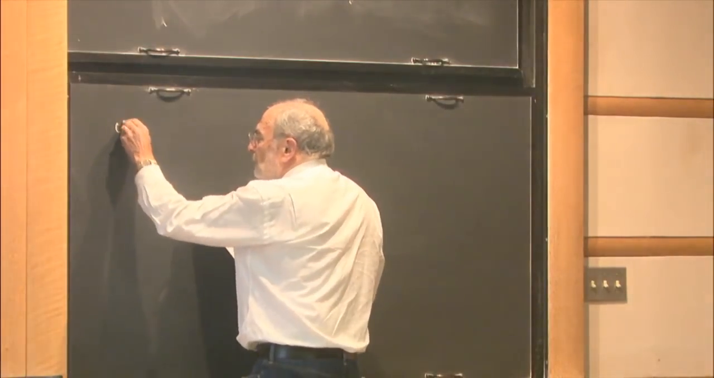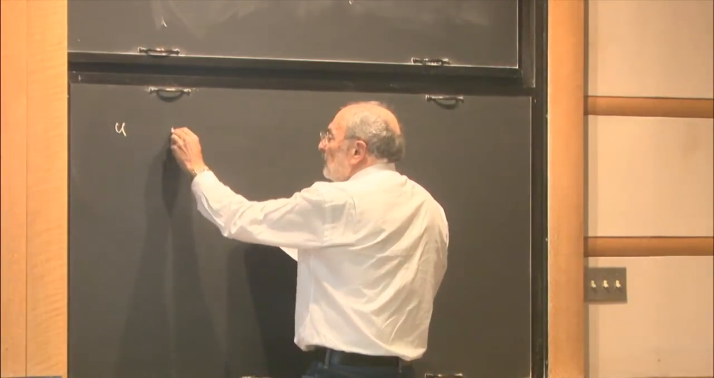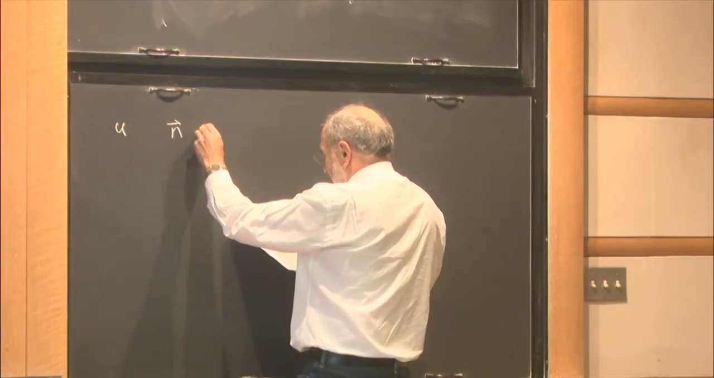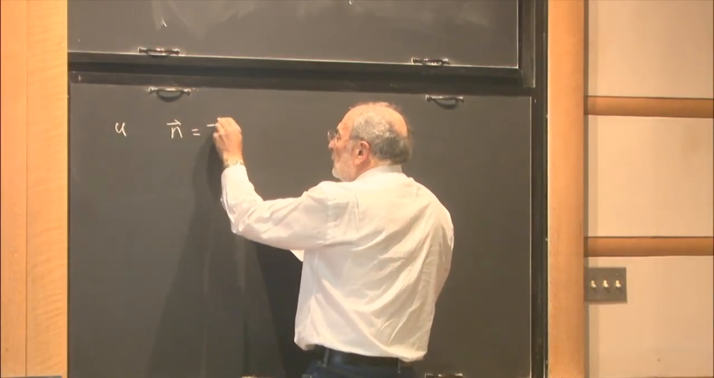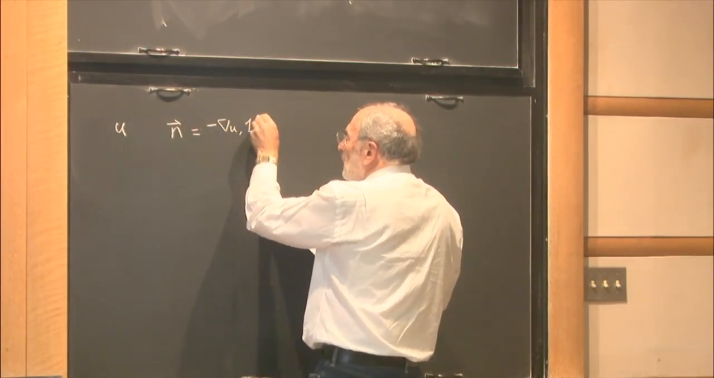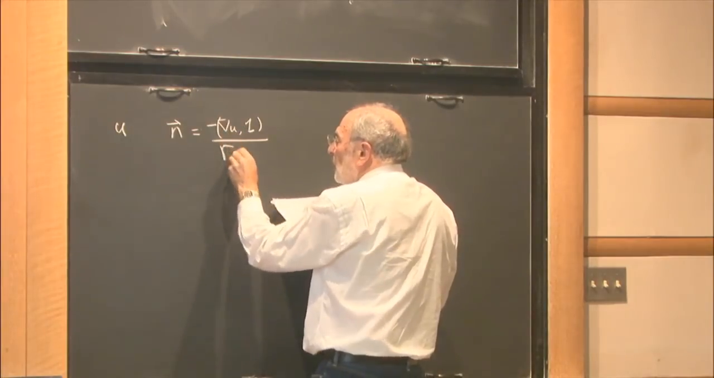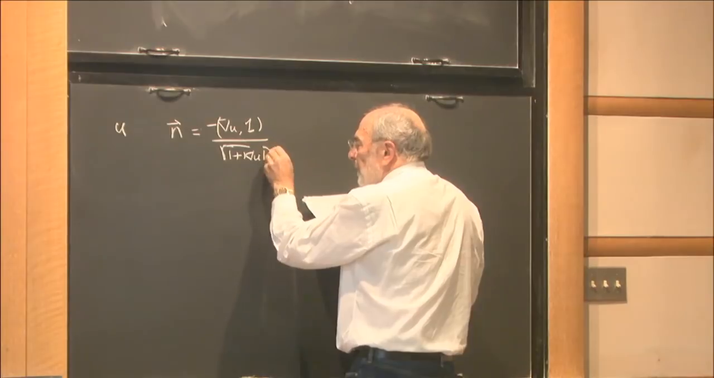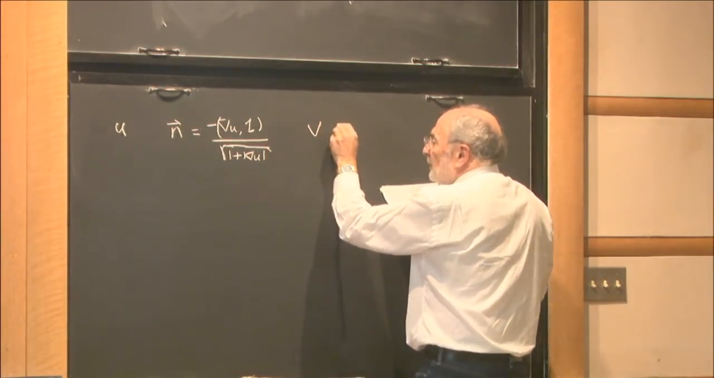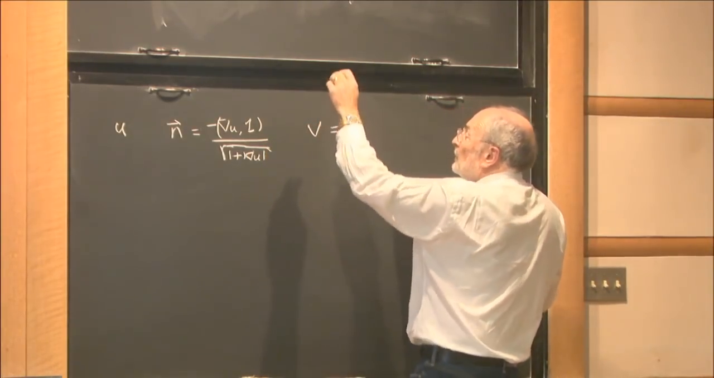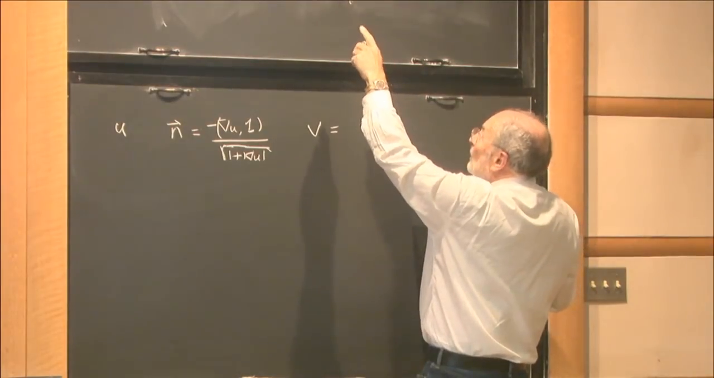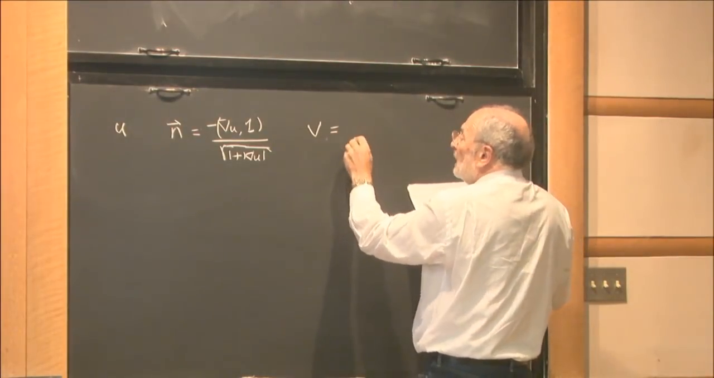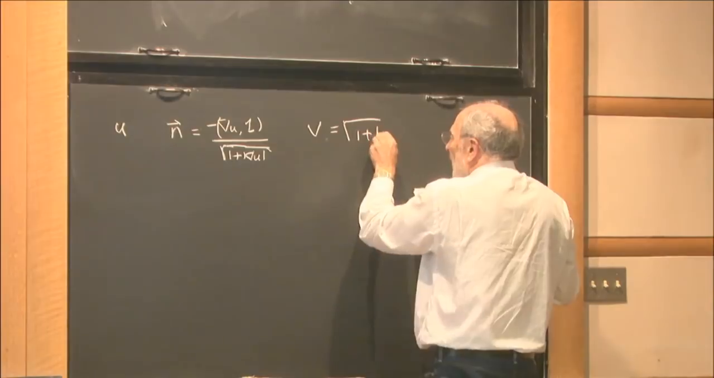So if we have this graph u, then recall that the normal is just given by minus grad u, 1, divided by the norm, by the square root rather of 1 plus grad u squared. So that means this function v, which is taking this normal and dotting it with n and then inverting it, is just the square root of 1 plus grad u squared.